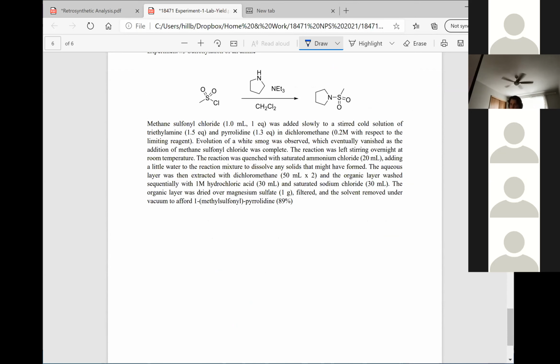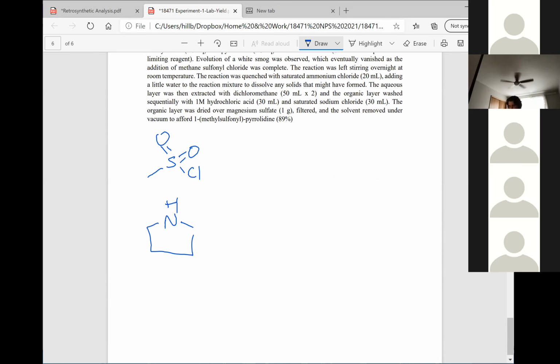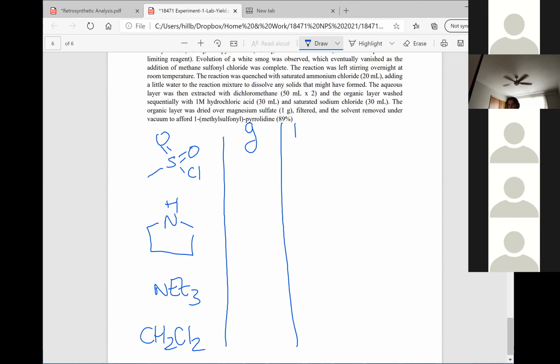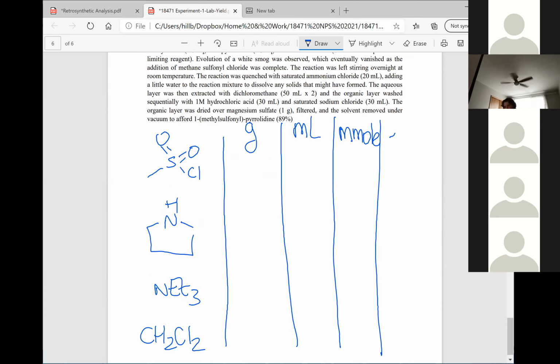here, you've got your methane sulfonyl chloride. You've got your pyrrolidine, and you've got what, triethylamine, I think, and dichloromethane. So grams, milliliters, millimoles, equivalents.